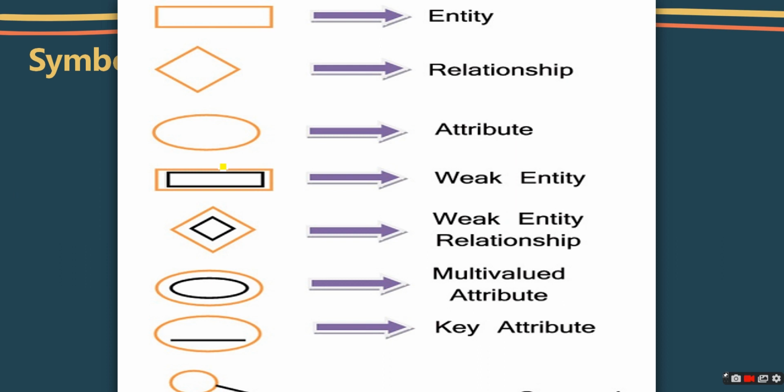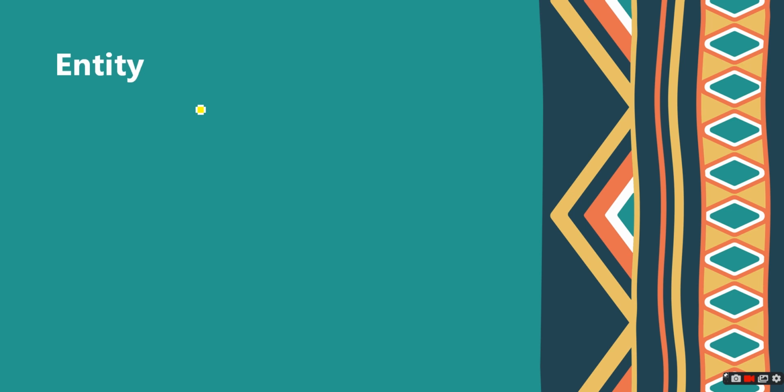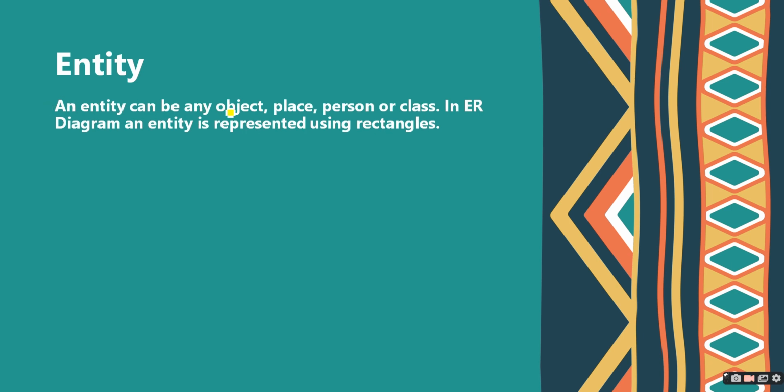Using these basic symbols we are going to create and see the relationships between tables and entities, and what the attributes should be. So only using these symbols. Okay, entity, we have already discussed this one, but an entity can be any object, place, person, or class. So entities can be anything. Any object present can be an entity.